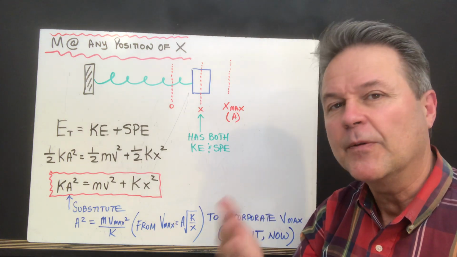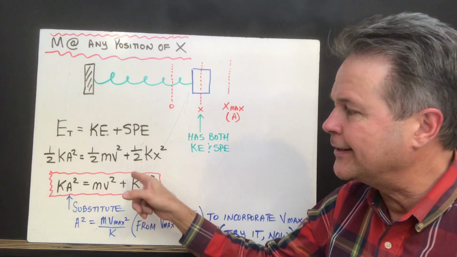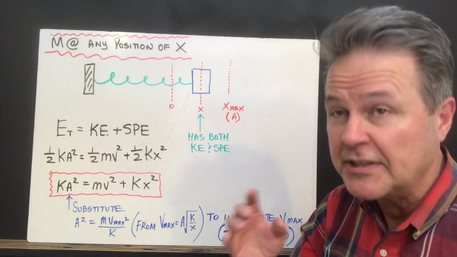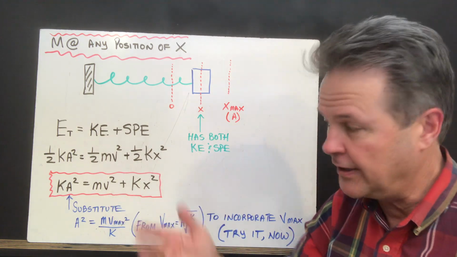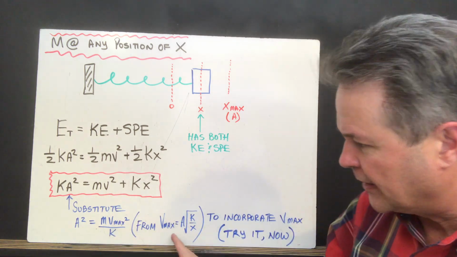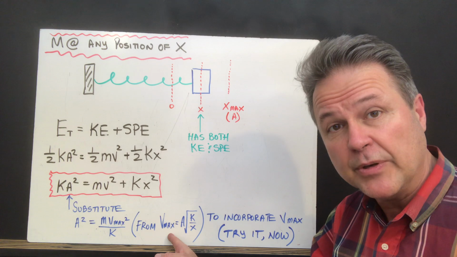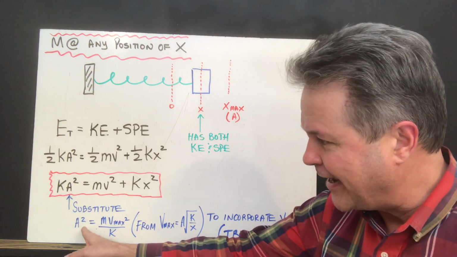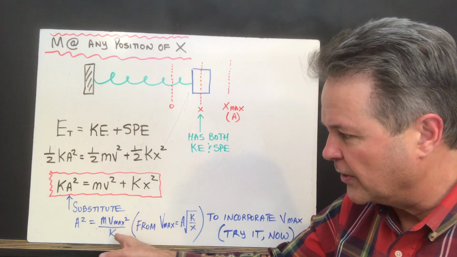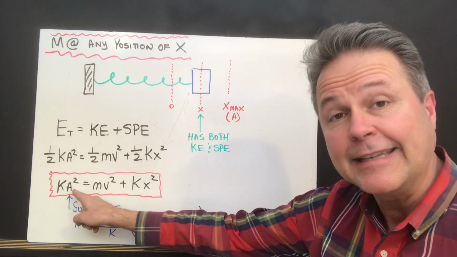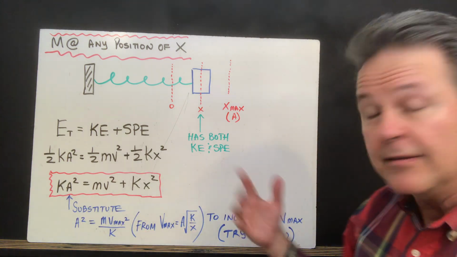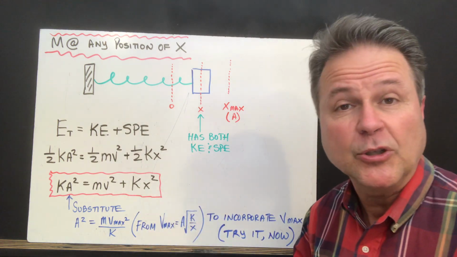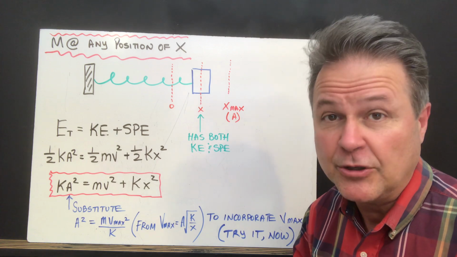Now, we can go a little further. We can say, well, what if we wanted to take this formula and incorporate the maximum velocity? What is the maximum velocity in this particular case? So we can take the Vmax formula from the previous part of the lesson, and rearrange it so A squared is equal to Vmax squared over k, and plug that into that formula, and we'll get a different formula. And that's what I want you to try. I want you to do that substitution and simplify, because that's good practice.